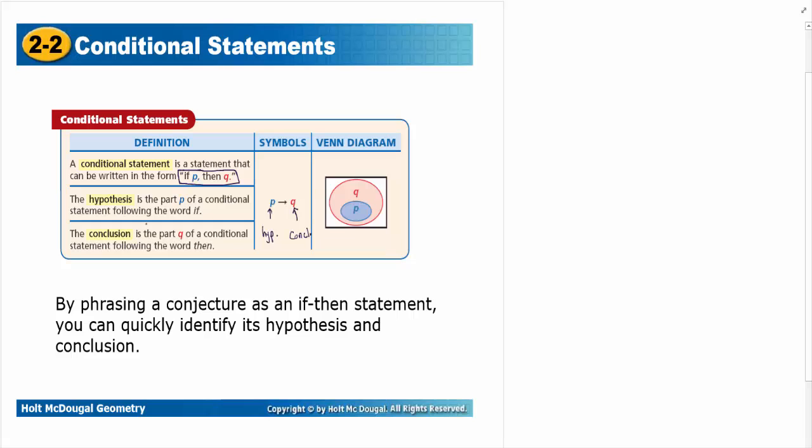Okay. You definitely need to know about these. These are basically what we're doing this whole unit. And you'll see this in a lot of our proofs as well. We're using conditional statements all over the place. Again, conditional statements, just so you know, sometimes they're just called if-then statements.